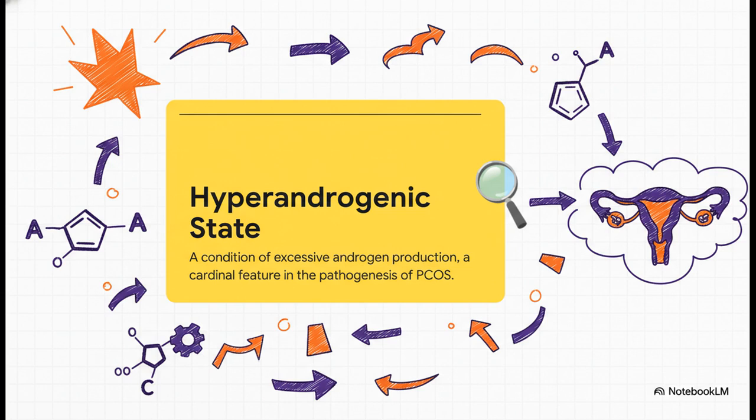So what does that even mean? Well, in simple terms, the body is just making way too many androgens, like testosterone. And this one hormonal imbalance is the absolute core of the problem. It's the feature that drives literally everything else we're about to see with PCOS.